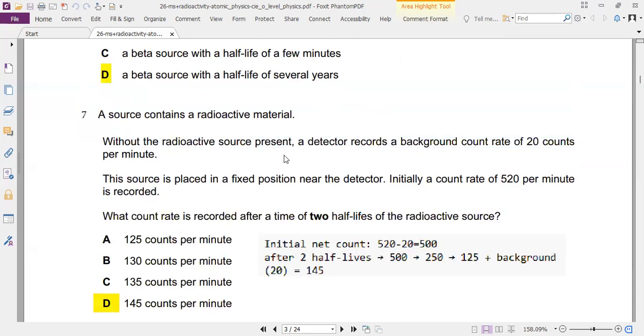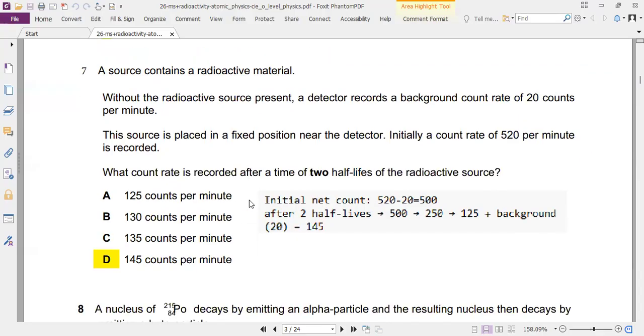Number 7, so we have a radioactive sample. There are 20 counts without the source. Initial count is 520. So what happens after 2 half-lives? So first of all, take the background. So it gives you 500, then 250, and then 125, and then add the background because you are asked about the count rate, not the number of nuclei. So it will be 125 and 20, 145. So D.